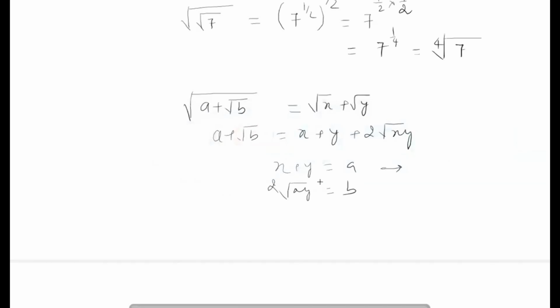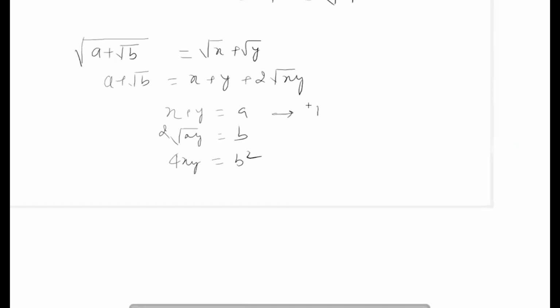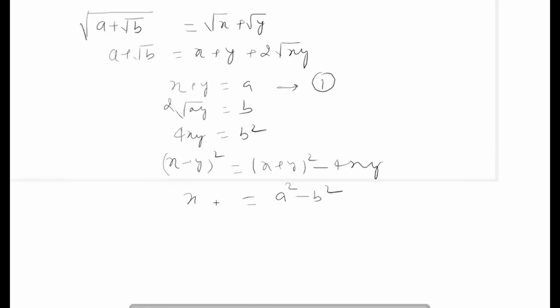Even for this matter, you can make it 4xy, and this will become b square. Then this is x plus y. There can be two ways to solve it, but what you can follow is x plus y equals a, and there's one equation. You can find x minus y whole square, and that would be x plus y whole square minus 4xy, which is a square minus b square. So this is going to be x minus y whole square.